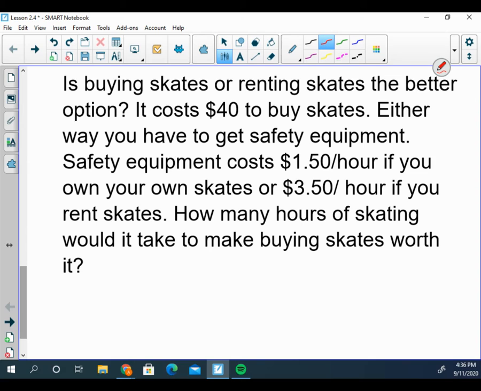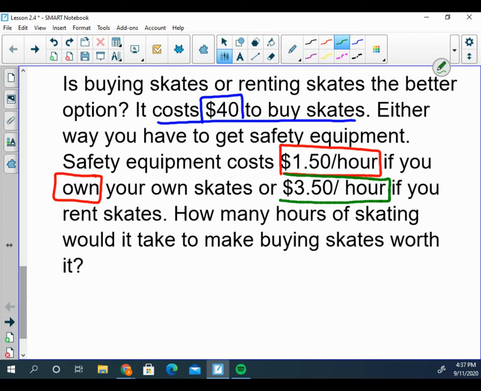So a lot of info here, but let's highlight what's important. It costs $40 to buy skates. That sticks out to me, specifically the 40, as an important piece of information. Okay, other important numbers. Safety equipment costs $1.50 if you own your own skates, and it costs $3.50 an hour if you rent skates. How many hours of skating would it take to make buying skates worth it?